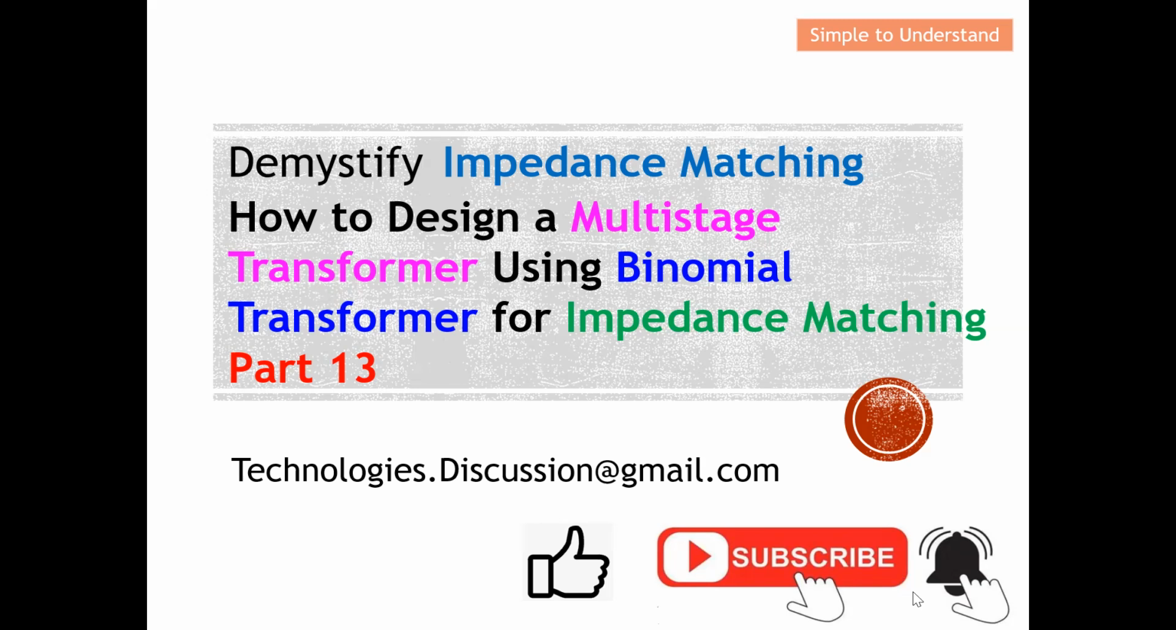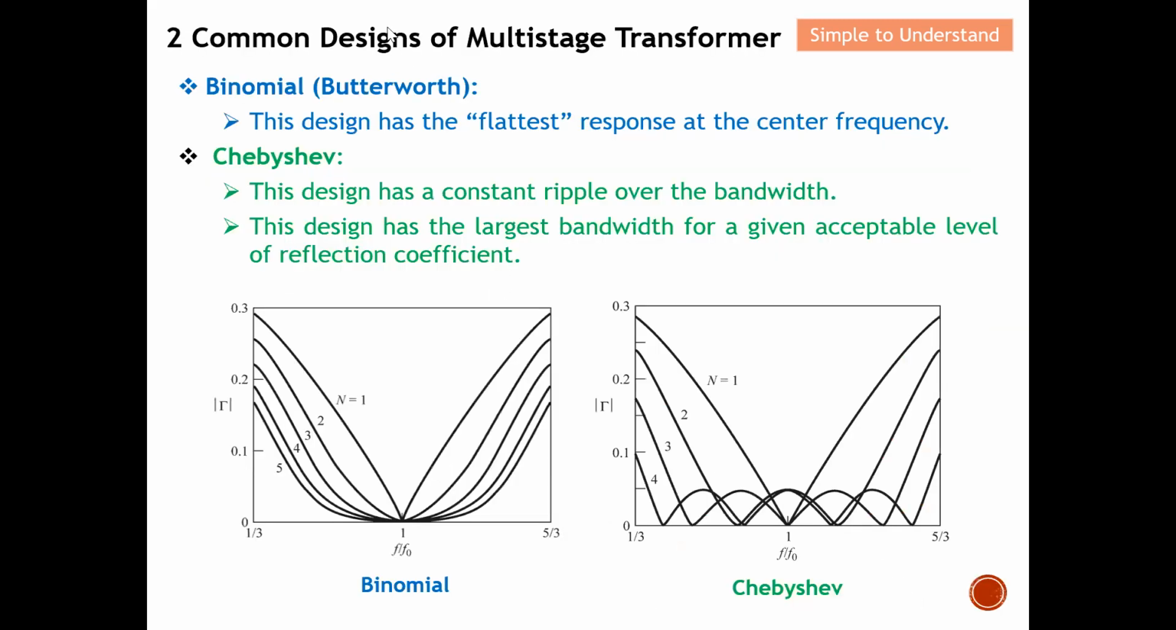Let's continue. There are two common ways to design a multi-stage transformer. The first way is to use the binomial, which is also known as the Butterworth. For this video, I'm going to concentrate on this binomial to design the multi-stage transformer. Another method is to use the Chebyshev. Let me go through the difference between the binomial and Chebyshev methods to design a multi-stage transformer.